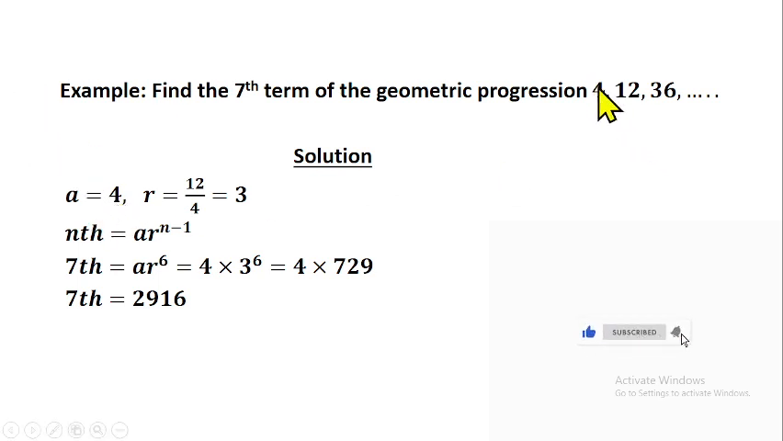So our A is the first term, 4, and we can get the constant ratio, our R, by dividing the second term by the first, or by dividing the third by the second. So that means you have 12 divided by 4, that gives us 3. So that means the constant ratio is 3.